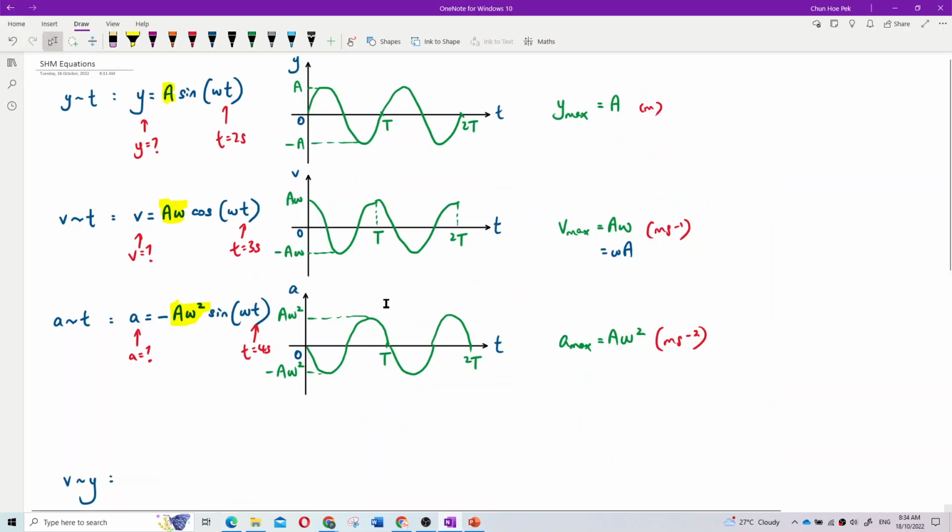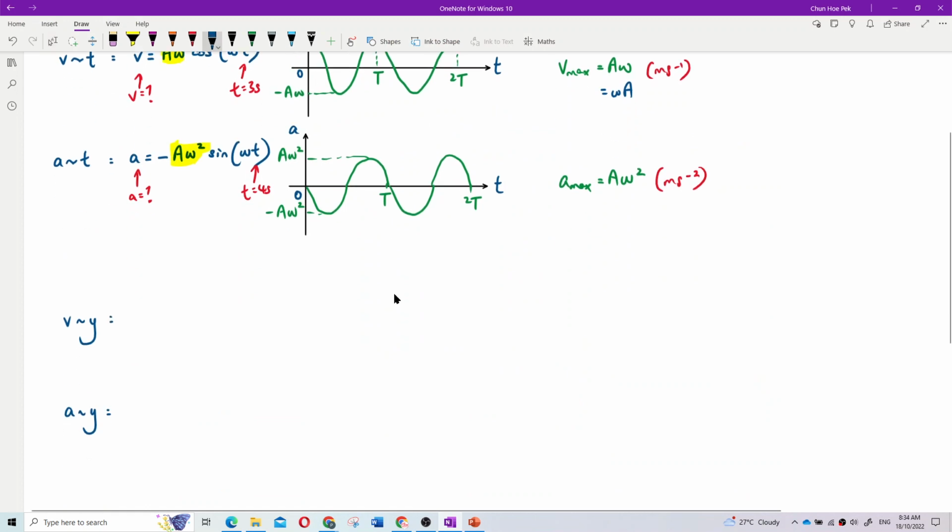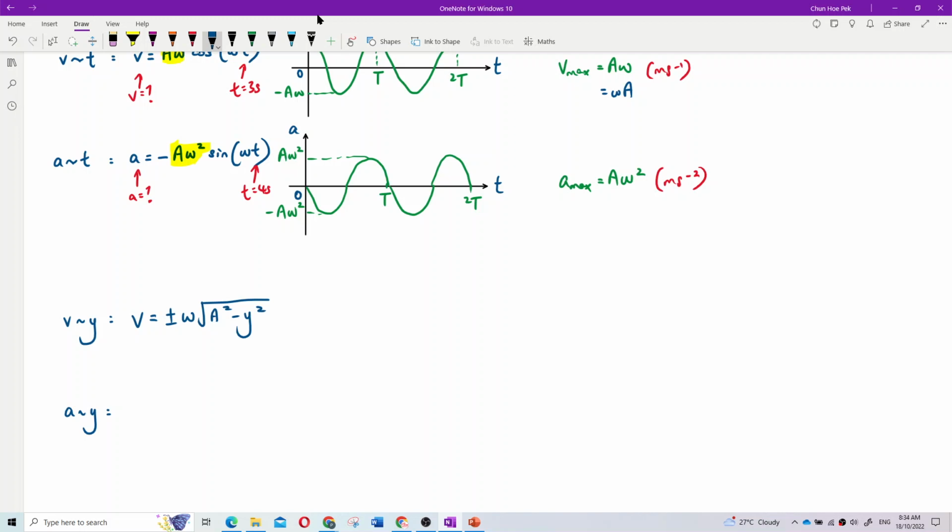So here we can add one more equation. What's the equation for velocity versus displacement? Let me write it down. V equals plus or minus omega root of A square minus Y square. What is the V maximum? A omega also, when you put Y as 0 at equilibrium.